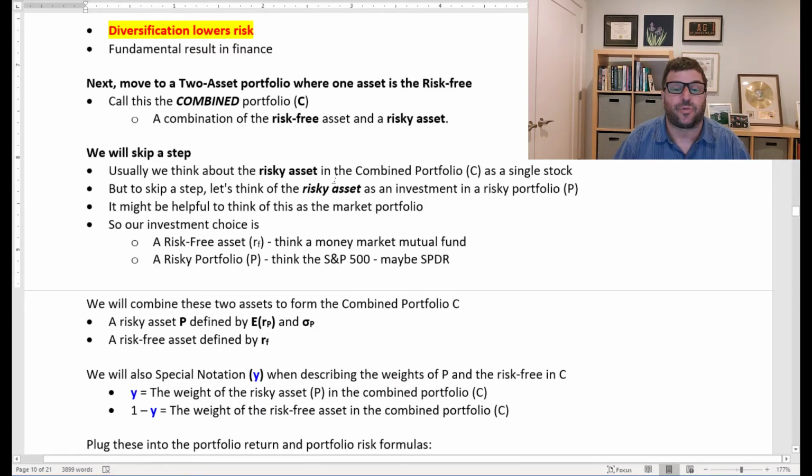Now we're going to skip a step in this process. Usually we would think about the risky asset in the combined portfolio as a single stock, but instead we're going to skip a step and think of this risky asset as an investment in a risky portfolio. And it might be useful to think about this as the market portfolio.